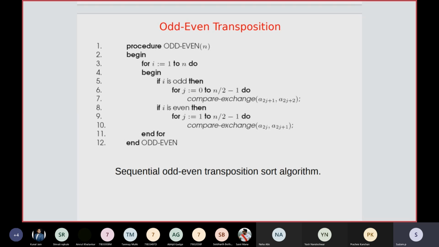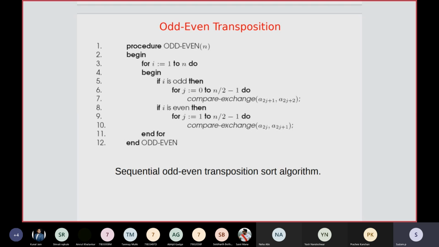Then for j equal to 1 to n by 2 minus 1, do compare exchange a[2j-1], a[2j]. Okay, so alternate steps will be there. That is, the first step will be the odd step, and second step will be the even step. Again third step will be the odd step, and fourth step will be the even step, and so on. So one odd step plus one even step will be one pass of that odd even sort algorithm.